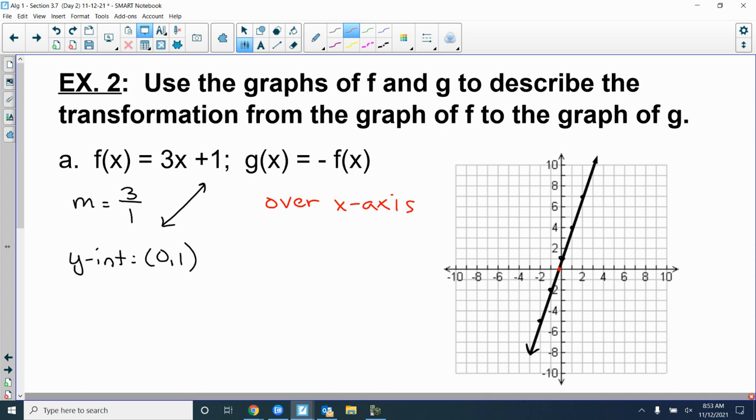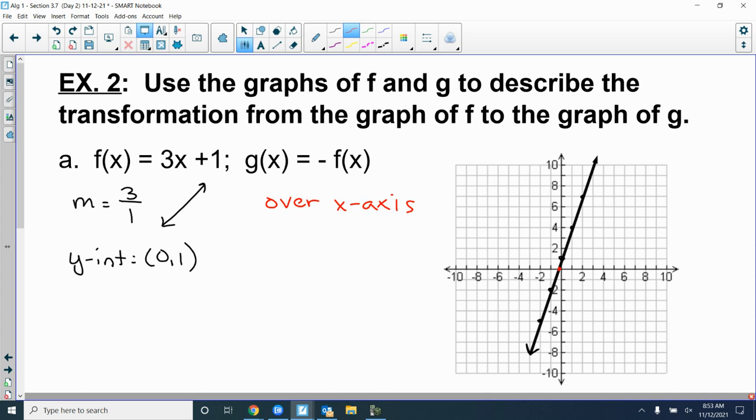Jeff, am I making any sense? I'm at the point 2, -5. You see that? I'm going to reflect it over the x-axis. Where's it going to end up? 2, 5. Don't flip everything around.